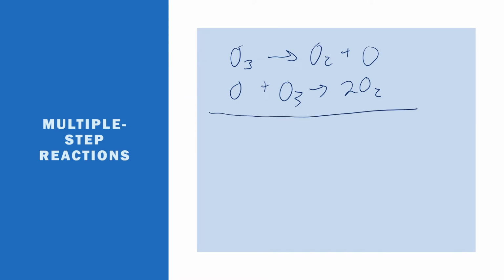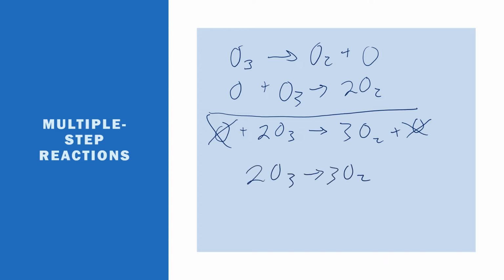So you would put all of the reactants. We have one single oxygen by itself and two ozones on the reactant side. And on the product side, I have three oxygen molecules and a single oxygen. And the single oxygen is the same on both sides, so that cancels out. So our overall reaction is 2O3 yields 3O2.